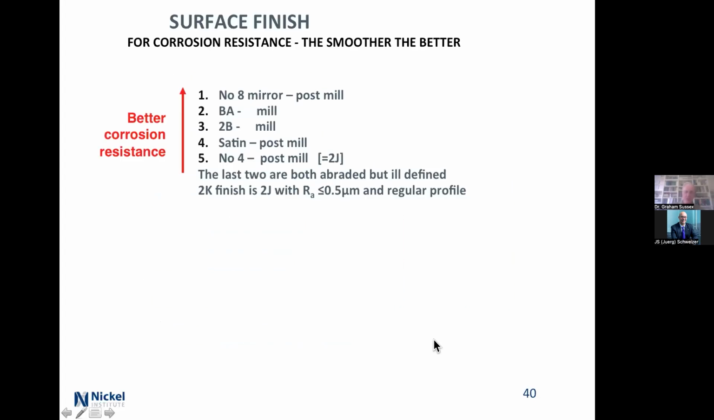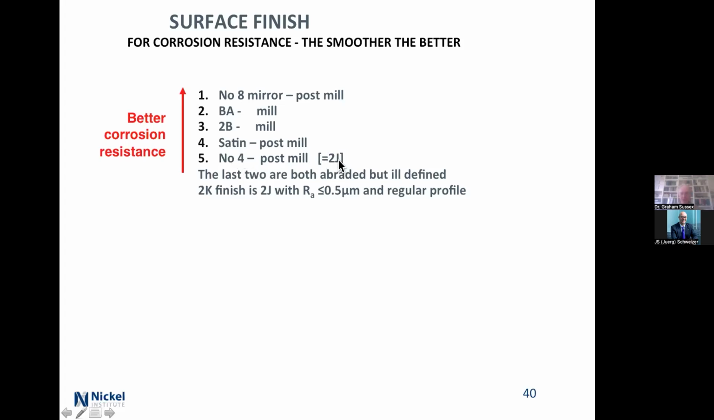Surface finish. The smoother it is, the better the corrosion resistance. So mirror polish, bright annealed, that comes from the mill. A 2B, a cold rolled finish, the most common finish around. That's pretty resistant. These are both the same. Well, satin finish out of a mill or post-mill repolish. And the European version of that is a 2J, but the 2K is the standard. This is ASTM number 4. 2K is similar. 2J is actually tying it down.